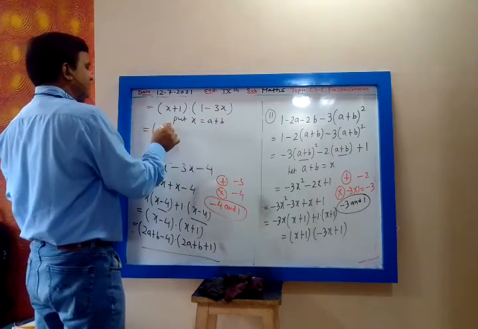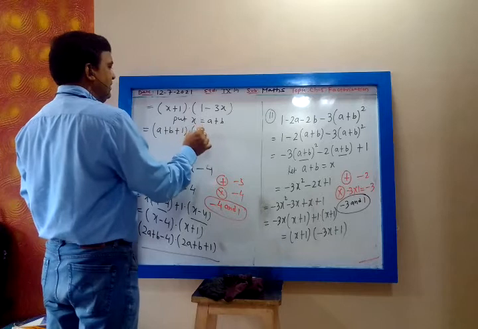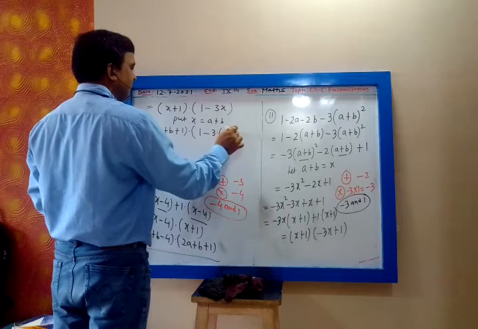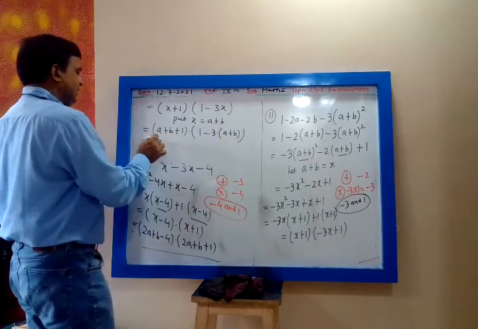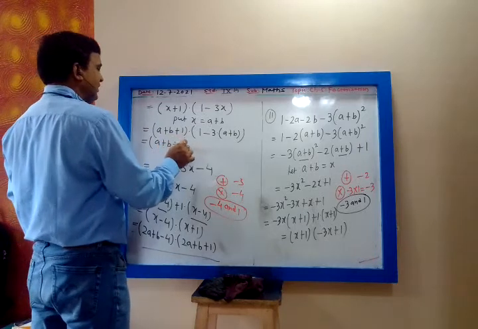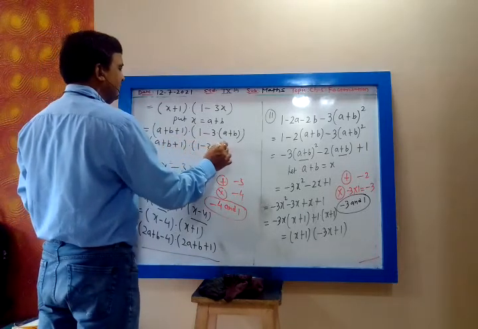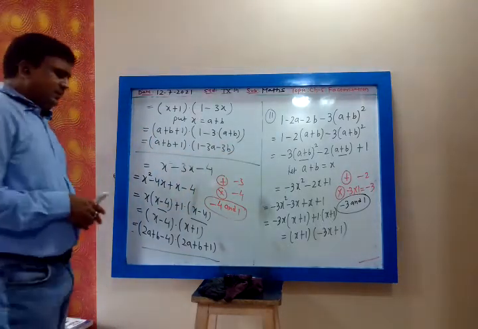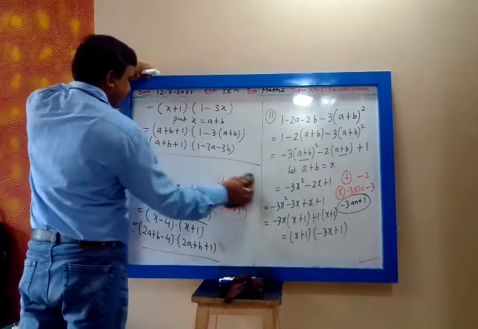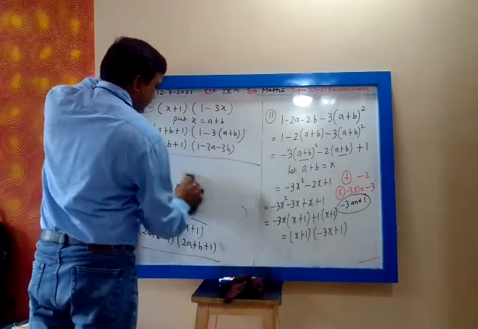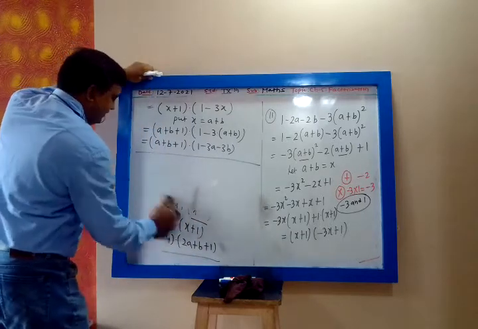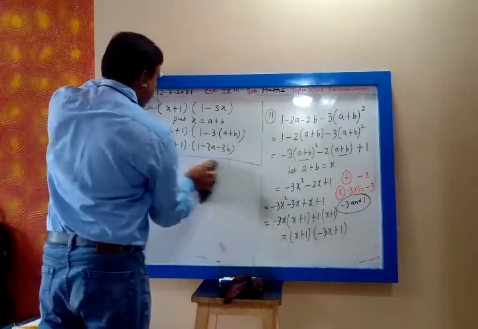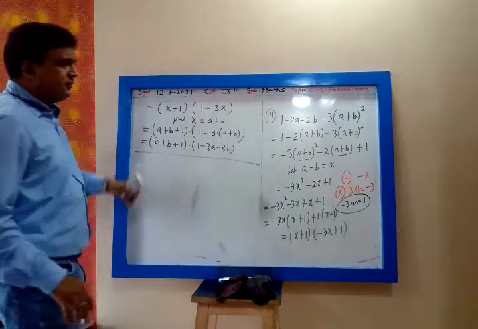Yes, so that is a plus b plus 1 into 1 minus 3 times a plus b. You open the bracket. So for a plus b plus 1 into 1 minus 3a minus 3b, this is the answer. So in this quadratic, you have to identify whether the coefficient is 1 or the coefficient is not equal to 1.